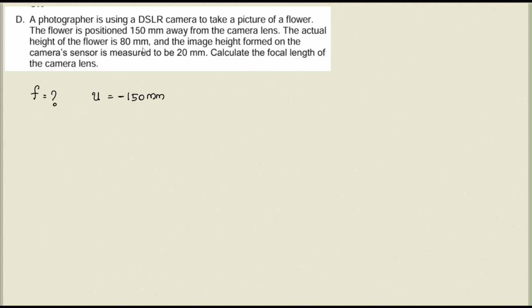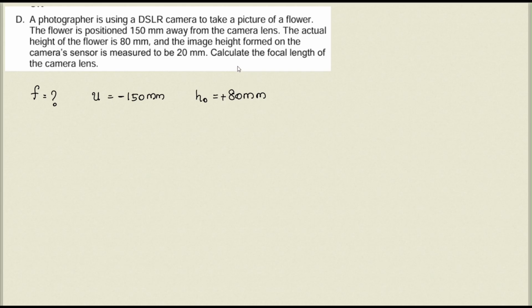Now the actual height of the flower is given. That means basically the object height HO is given as 80 millimeter. Again applying the sign convention, we know that height of the object is taken positive because object will be always kept above the principal axis and measurements above the principal axis is taken as positive.